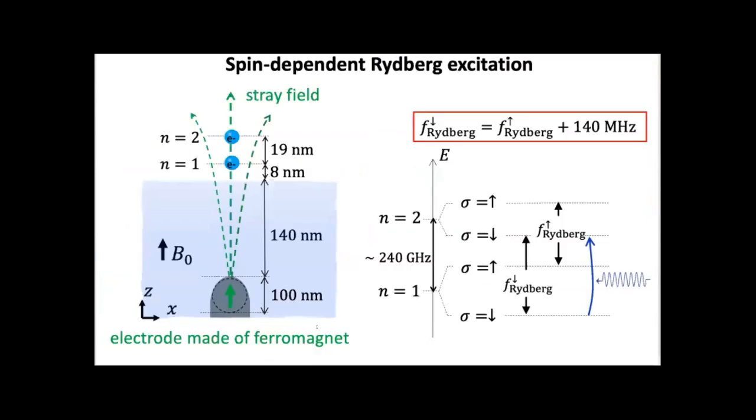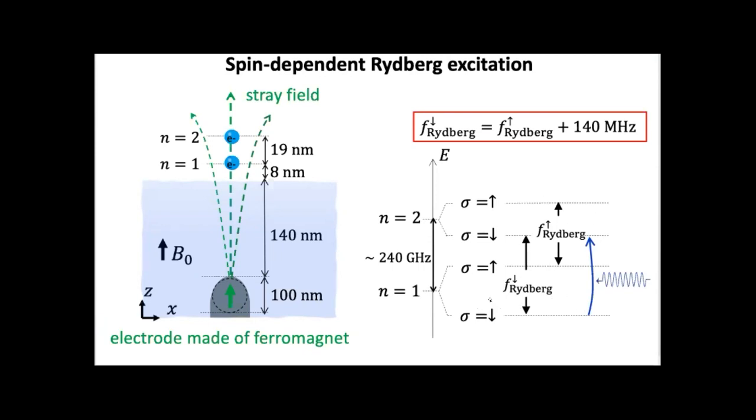So now I would like to explain how we can detect the spin state. As I already explained, we can have the stray field, and then the electron feels a different magnetic field. So depending on the Rydberg state, the electron feels a different magnetic field, and it also has a different Zeeman splitting. In other words, depending on the spin state, it can also have a different Rydberg transition energy.